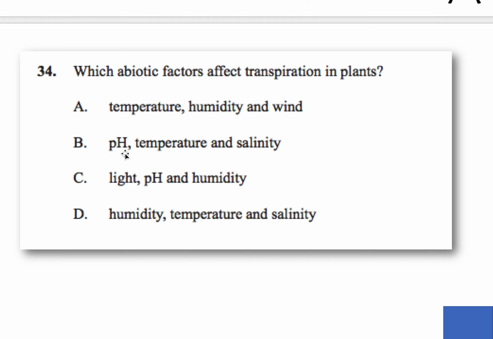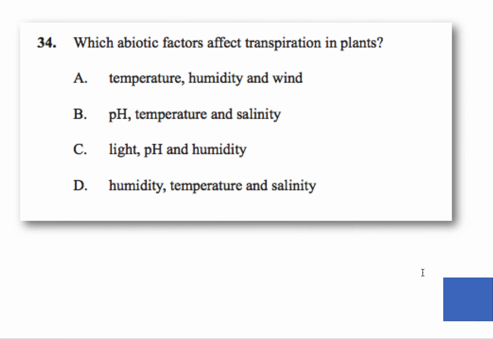Why not B? It's because they're mentioning pH and salinity. And these two are not any that you've learned about that are important. So B is not the answer. Same with C, again, because pH is not a key factor. And here D, again, because salinity is not a key factor. Light is a key factor, but just because pH is here, C is not correct either. So it's got to be A.